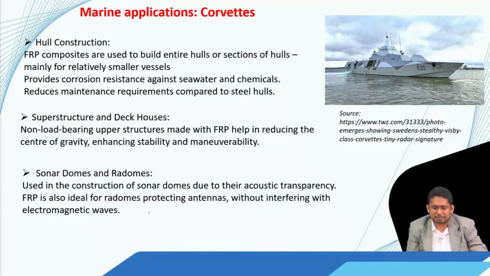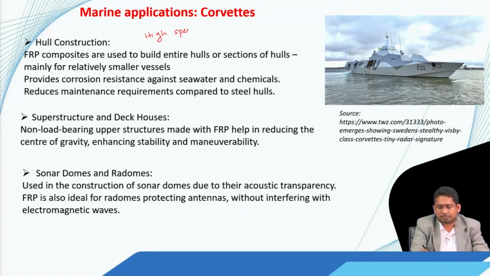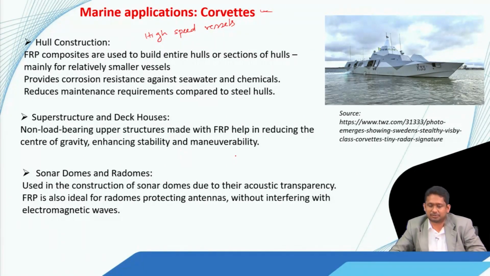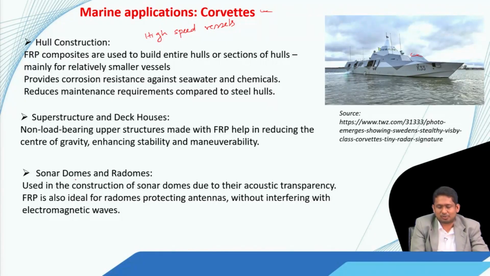Now, let us look into marine applications. These are high speed vessels where composite hulls are made. In a high speed vessel, one example is this corvette, where the entire hull is constructed using composite. With that, the advantage is we get a high strength to weight ratio, and very importantly, in saline water it gives very good protection against corrosion. And apart from that, the superstructure, that means the structure above the deck, does not bear too much load. So, they also use FRP.